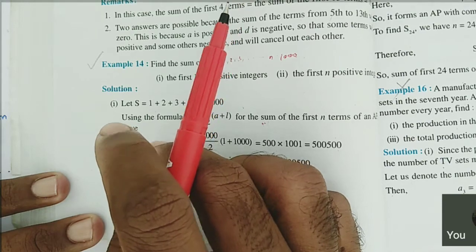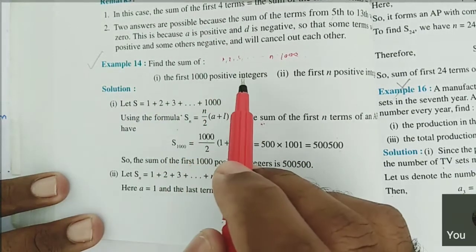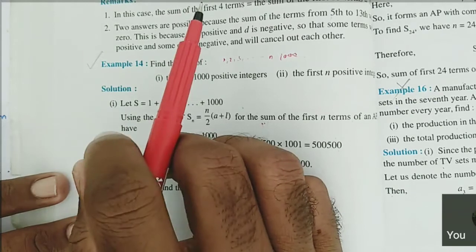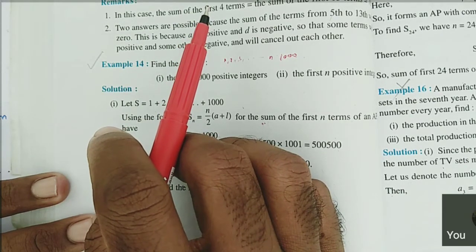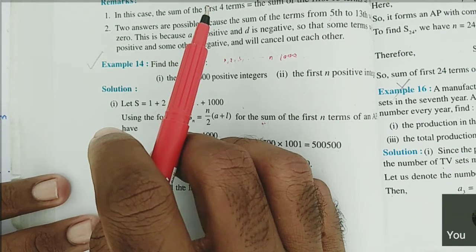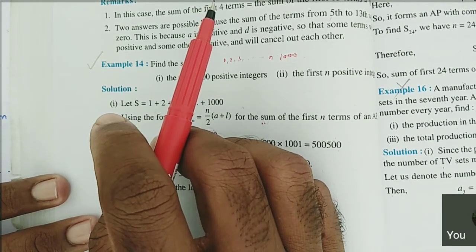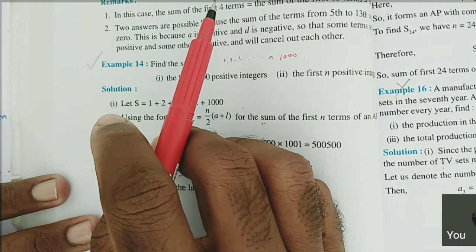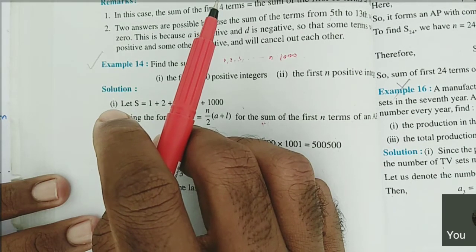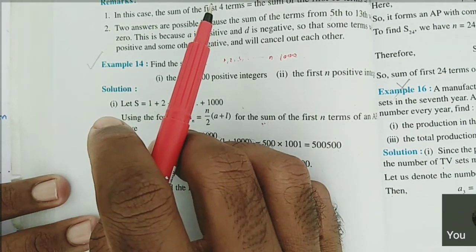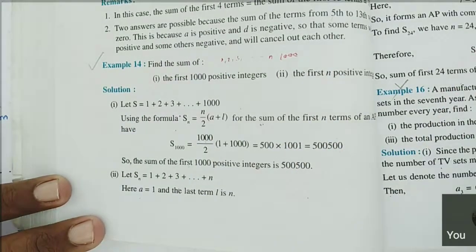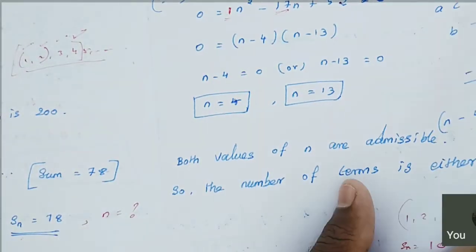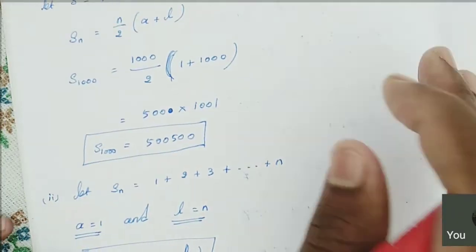Here they said the first 1000 positive integers. So what will be the first term here? Very good. First term is 1. Very good, Asif. Then d, for the d here, 1. Very good. 2 minus 1 is 1. Very good. The nth term is 1000. So now we can use the formula. It's a very easy one.